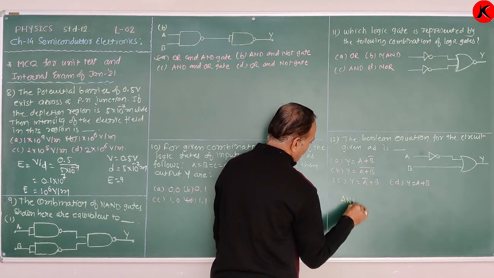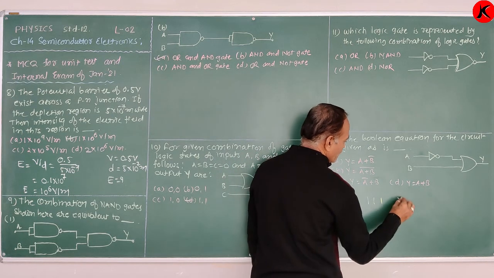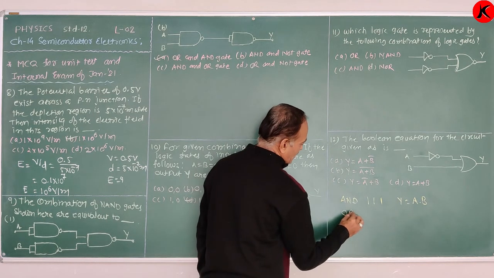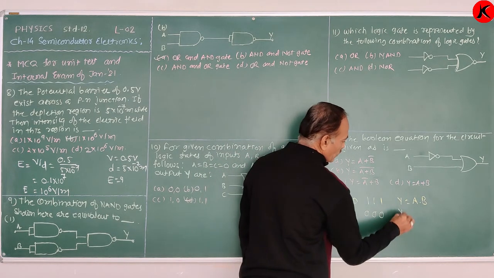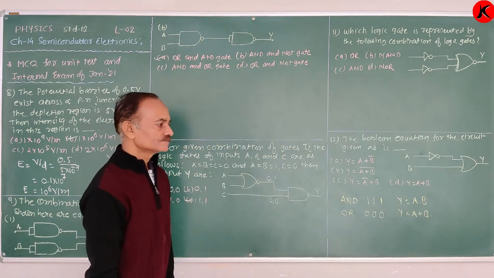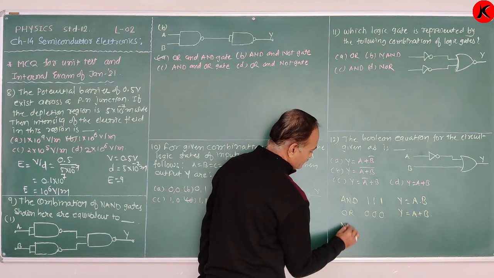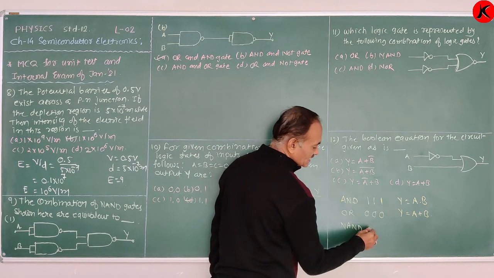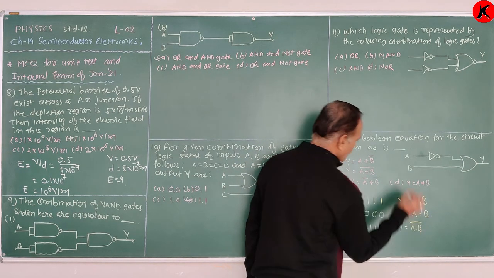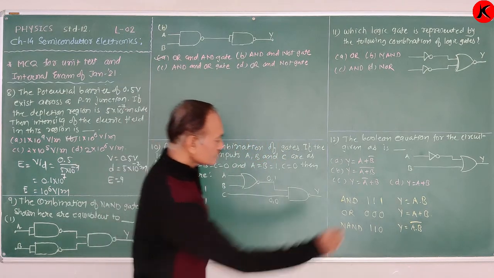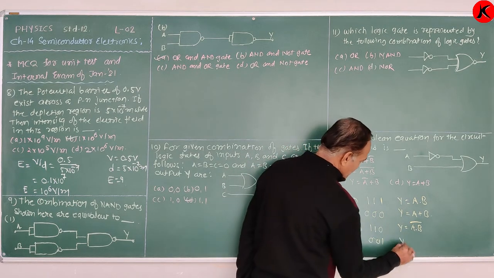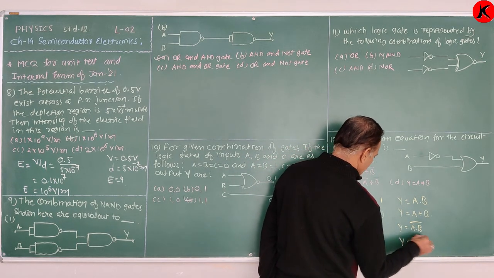For the AND gate, the characteristic is 1, 1, 1, Boolean equation y is equal to a dot b. For the OR gate, the characteristic is 0, 0, 0, Boolean equation y is equal to a plus b. Now for the NAND gate, the characteristic is 1, 1, 0, Boolean equation y is equal to a dot b whole bar. And for the NOR gate, 0, 0, 1, Boolean equation y is equal to a plus b whole bar.